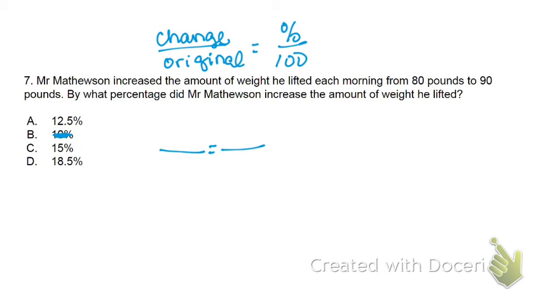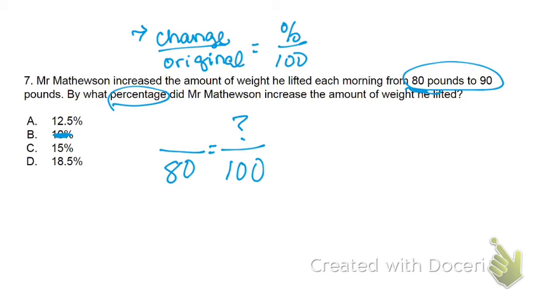But I know when I do this, I can set up my 100 here. It's asking me by what percentage, so that's what I'm solving for. But what was my original weight? 80. And what did he increase by? Because I'm not looking for what the new weight was. I want the change. The change was the 10-pound difference. He went from 80 to 90, so the change was 10 pounds.